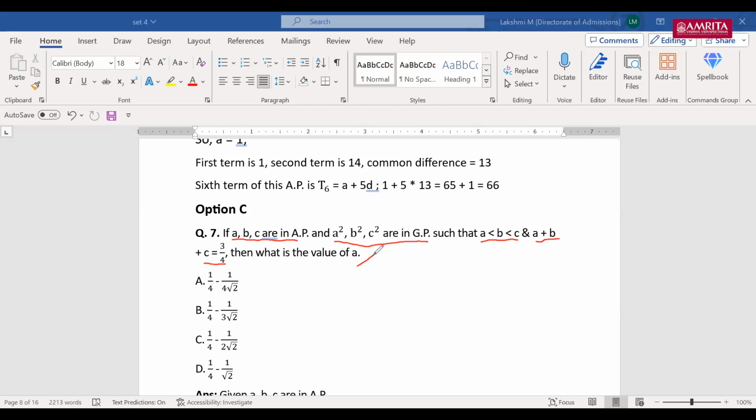Just check the question once again. A, B, C are in AP. A square, B square, C square are in GP. It's given that A is less than B is less than C. A plus B plus C equal to 3 by 4. Then what's the value of A? It's of this form: 1 by 4 minus 1 by 4 root 3, or 1 by 4 minus 1 by 3 root 3, 1 by 4 minus 1 by 2 root 3, 1 by 4 minus root 3. Sorry, 1 by root 3.